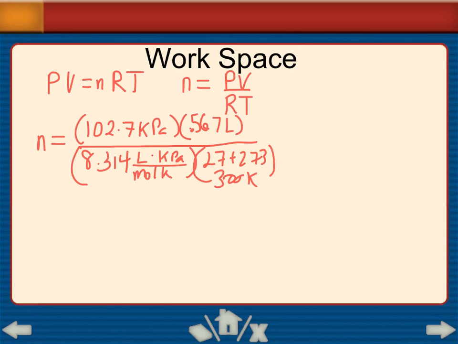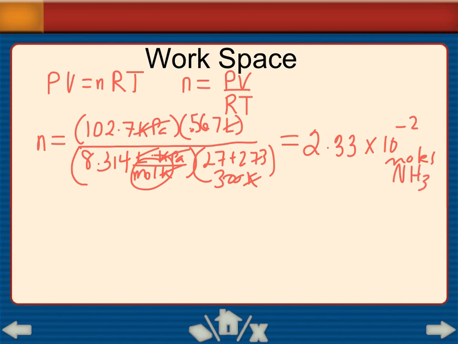If we go ahead and do the unit check quickly to make sure everything's in order, we end up with moles, which is what we're looking for. So this will be the moles of ammonia. The number comes out to be 2.33 times 10 to the minus 2 moles of NH3.